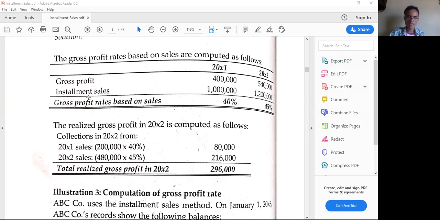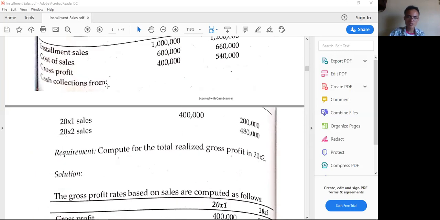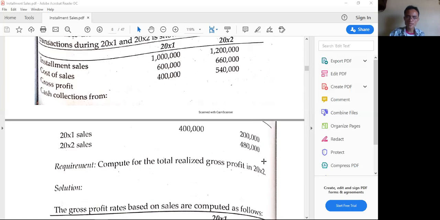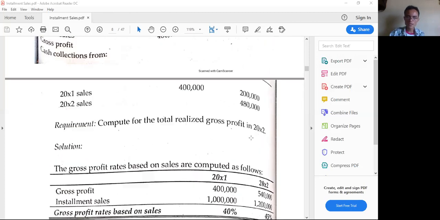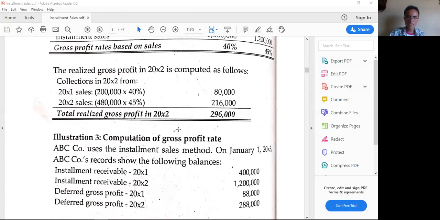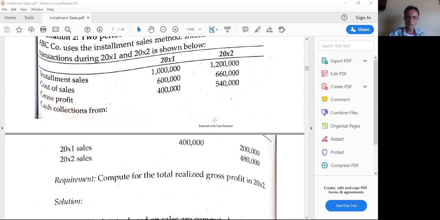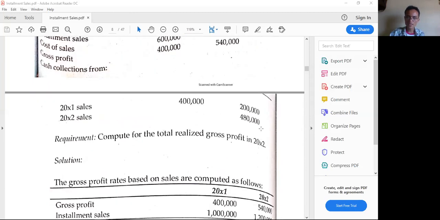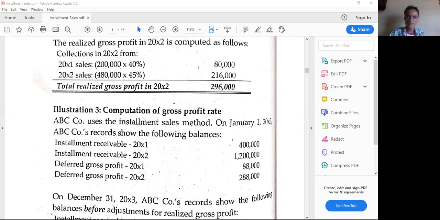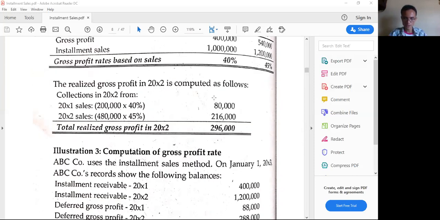To compute the realized gross profit, the cash collections are given. For 20x2, that's 200,000, and this is coming from 20x1 sales. So 200,000 times 40% is 80,000. And the collections for 20x2 sales in the year 20x2, 480,000 times 45%, is 216,000. So the total realized gross profit would be 296,000. The lesson there is that we have to respect the gross profit rates on the different dates.